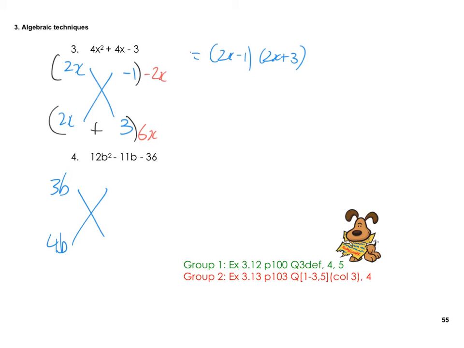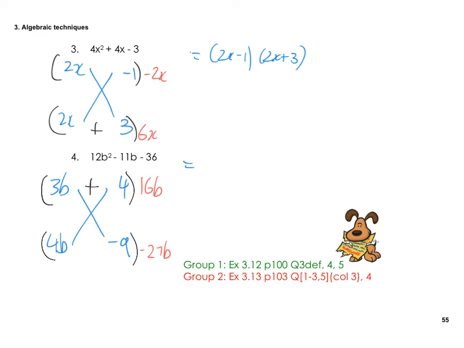Let's backtrack. Let's see what happens if we were to flip these two around. So I'm just going to go back a bit. Let's now try, say, -9 and 4 and see what happens. So 3b times -9, -27b. 4b times 4, 16b. Now, does 16b plus -27b give me -11b? It does, which means my answers are here.